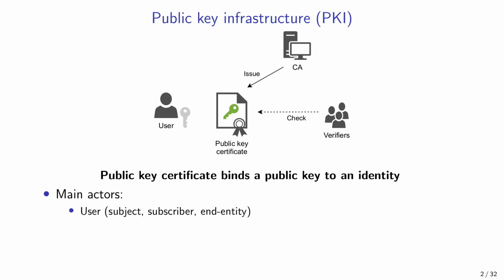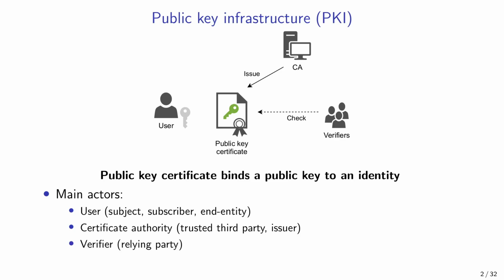So the main actors are the user, also known as subject, subscriber, or end entity. The certificate authority, also known as a trusted third party, and issuer because it issues these public key certificates. And then the verifier, who verifies the certificate. Here we commonly use the term relying party because it is a party that relies on the correctness of this identity assertion made in the public key certificate.